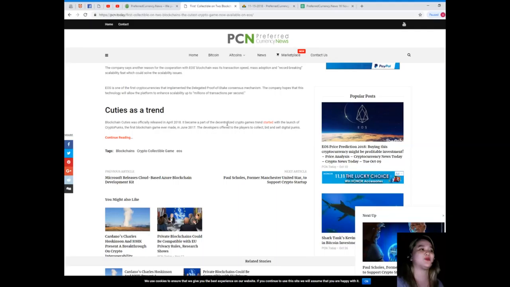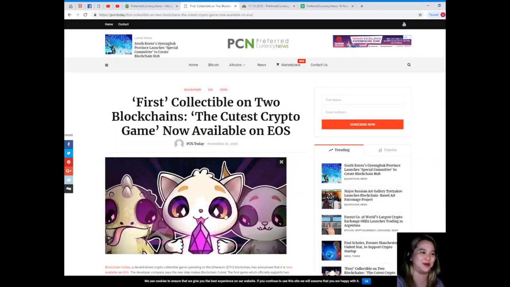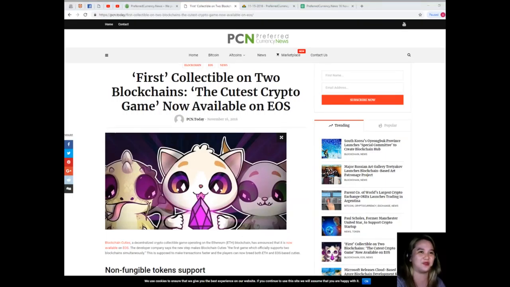Cutest is a trend. Blockchain Cutest was officially released in April 2018. It became part of the decentralized crypto games trend, started with the launch of CryptoPunks and the first blockchain game ever made in June 2017. The developers offered the players to collect, bid, and sell digital punks. Hey, I can't get rid of them. They're so cute.